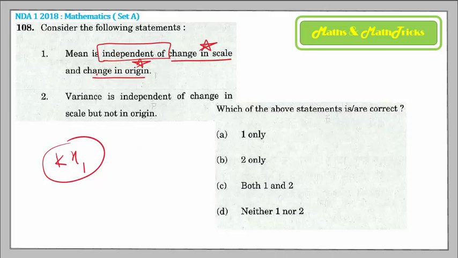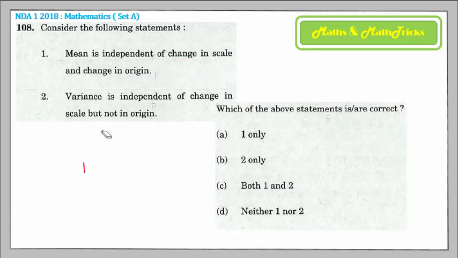The change of origin means each observation you are either adding a certain k or subtracting a certain k. That is called change of origin. So when you do the change in origin, if you add k to each observation, the mean will be plus k, and when you subtract k, it will be minus k. So it will change. It means it is dependent. Mean is dependent on change in scale and change in origin. But what they say here is independent. That makes this statement incorrect. So statement number 1 is wrong.